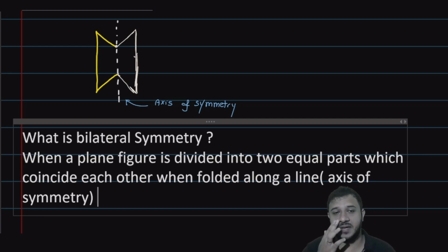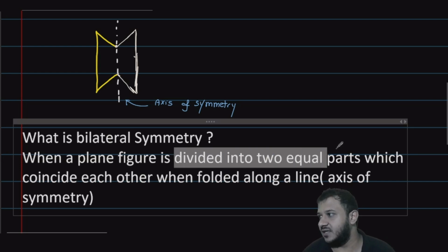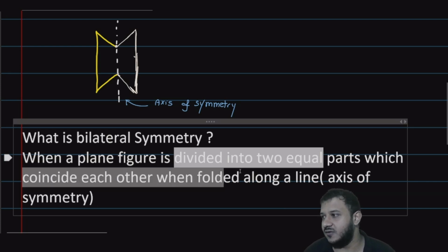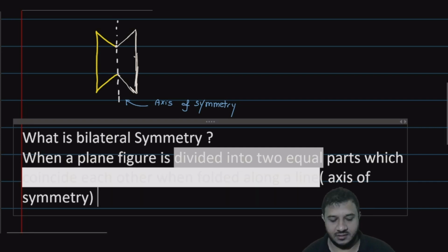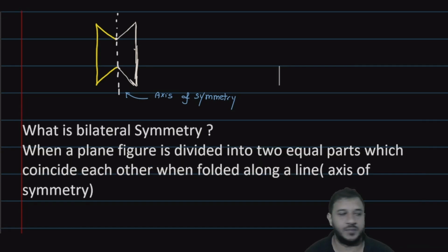So this is what bilateral symmetry means. In a bilateral symmetry, it should divide into two equal parts. That should happen definitely. That is necessary. And also, it should coincide when folded along the line.